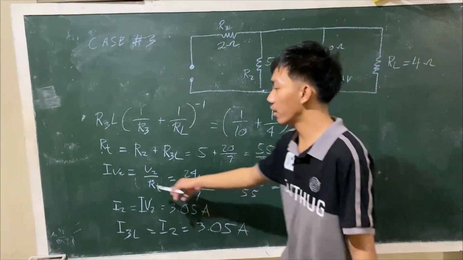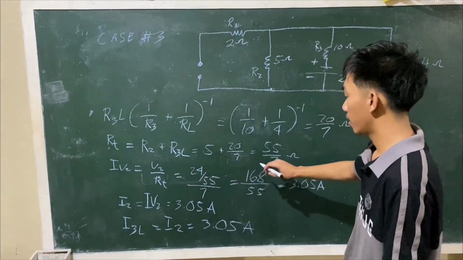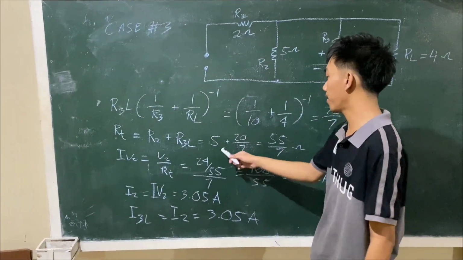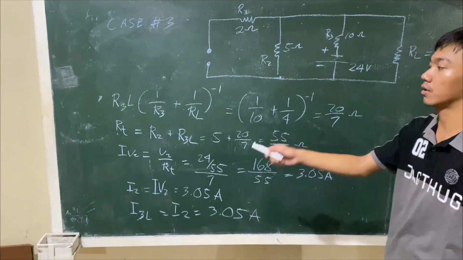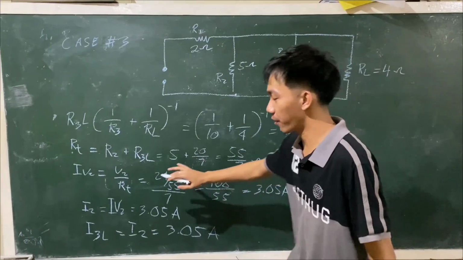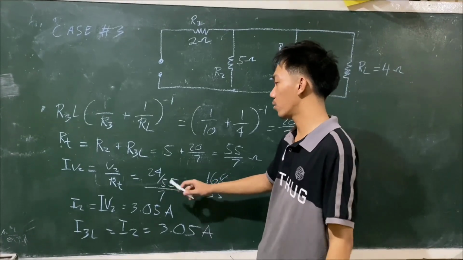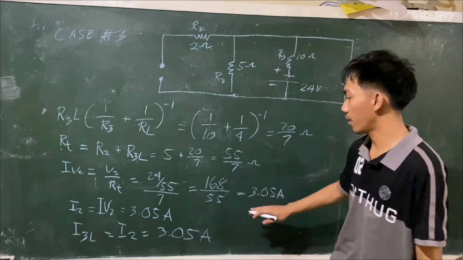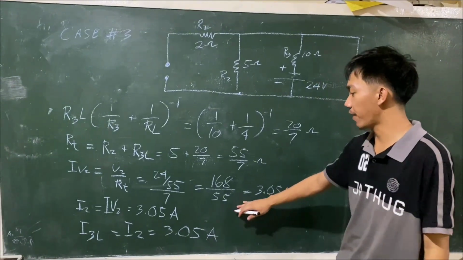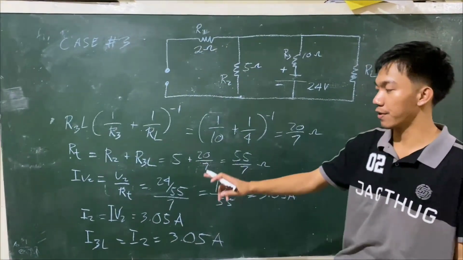Then to get our total, we will have this formula, R2 plus R3L. Then substitute the values, 5 plus 20 over 7 equals 55 over 7 ohms of our total. Then for our IV2, we will have this formula, V2 over R total. Then we will just substitute the values, 24 over 55 over 7. And we will have 168 over 55 or 3.05 amps of IV2.